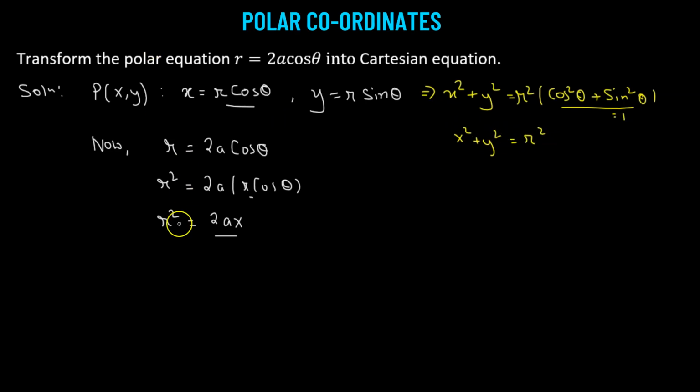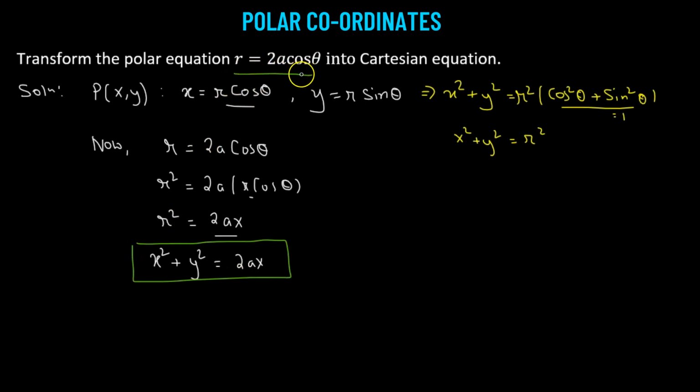So for the expression r squared on the left hand side, we can replace it with x squared plus y squared. So we get x squared plus y squared equals 2ax, and this is going to be the equivalent Cartesian equation of our original polar equation r equals 2a cosine theta.